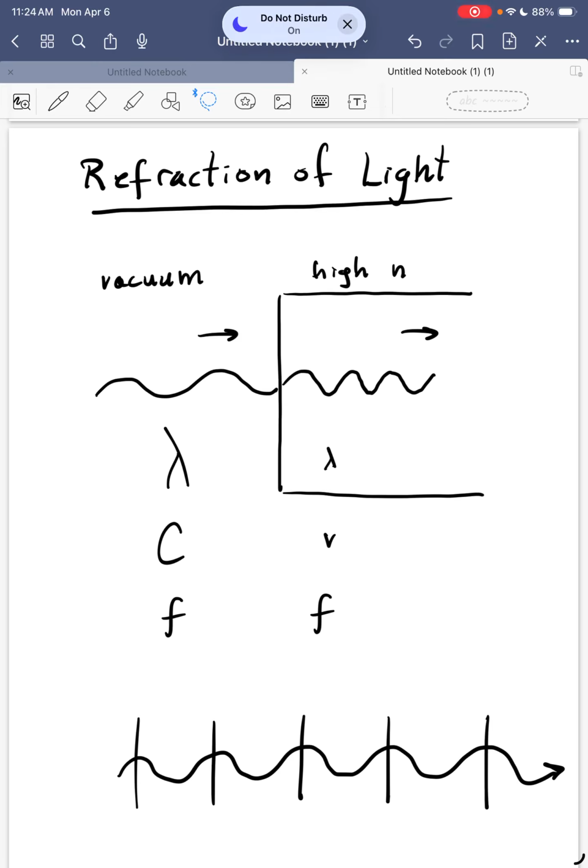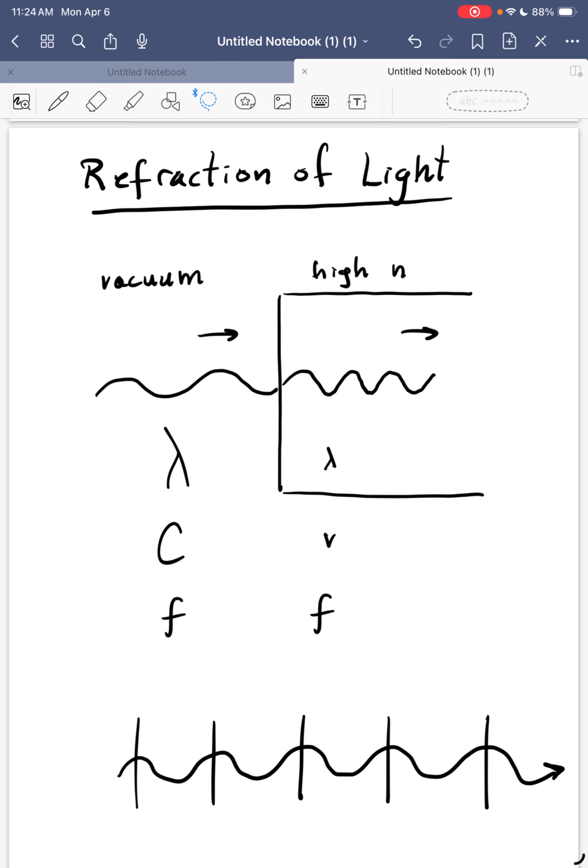Hi, in a previous video, I discussed how the index of refraction affects the speed of light as it goes through a medium. So briefly, I'm just going to remind you of that. Imagine we go from a vacuum, here's a wave of light like that, and it enters some medium that has a high index of refraction. What's going to happen is that the wavelength gets smaller, the velocity is reduced, but the frequency stays the same.